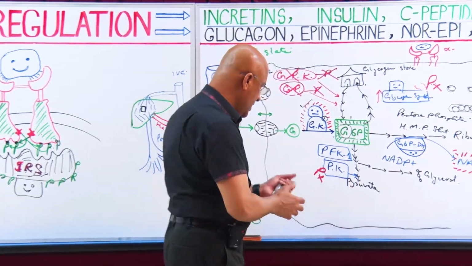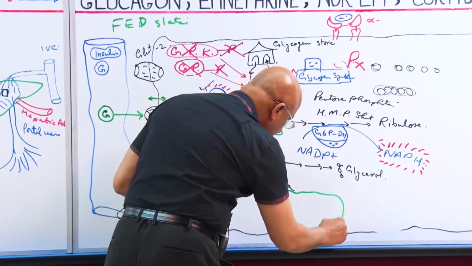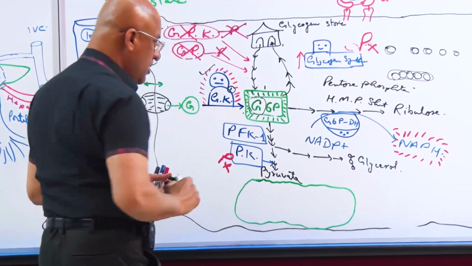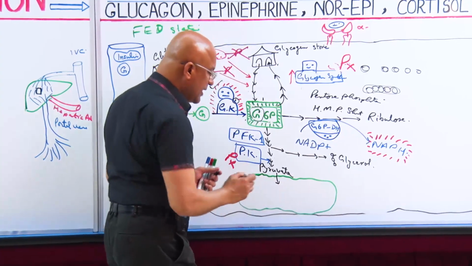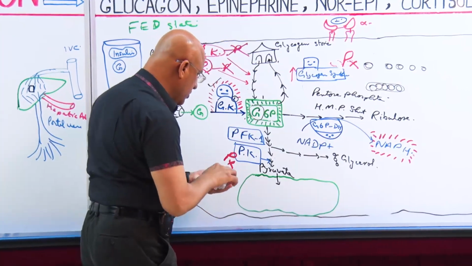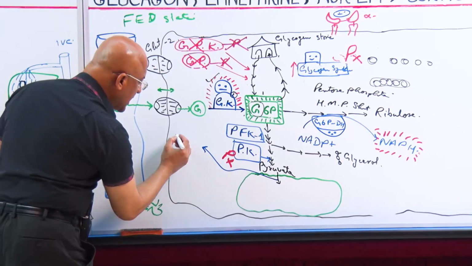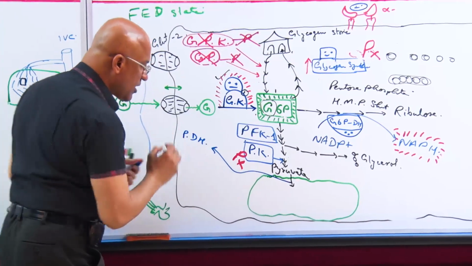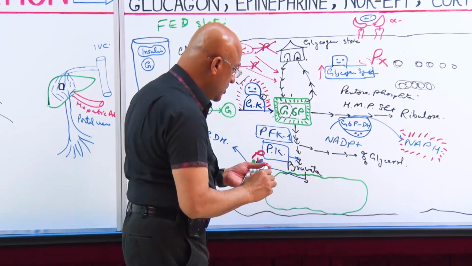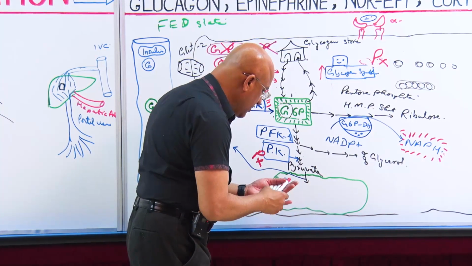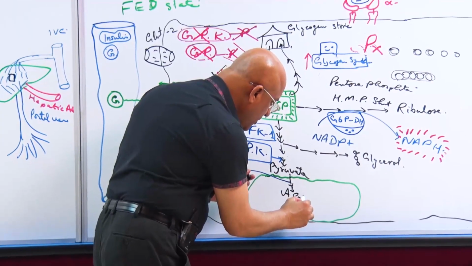Now this pyruvate will enter into the mitochondria. Here is an enzyme inside the mitochondria, but I will draw it outside. That enzyme is called pyruvate dehydrogenase. That will convert pyruvate into acetyl-CoA.